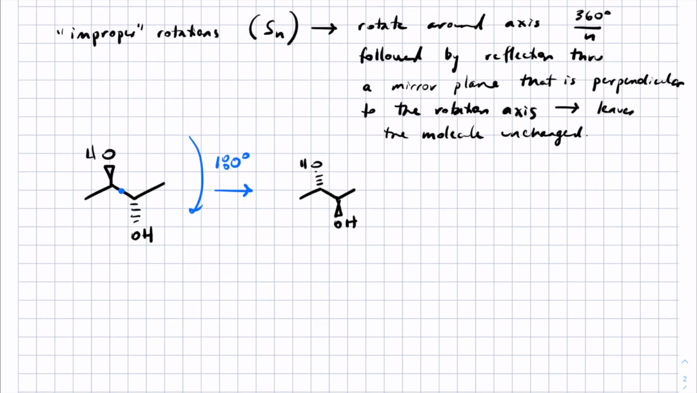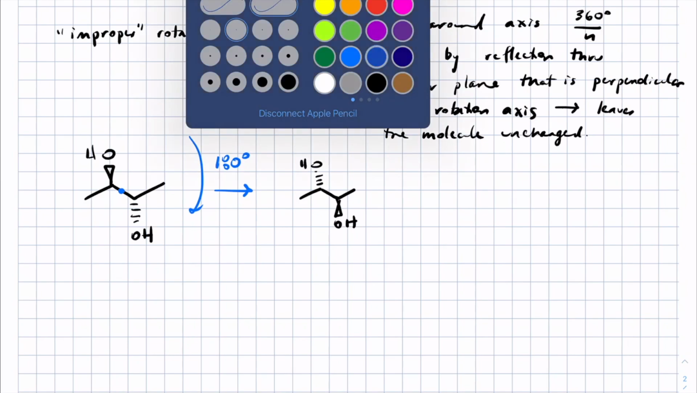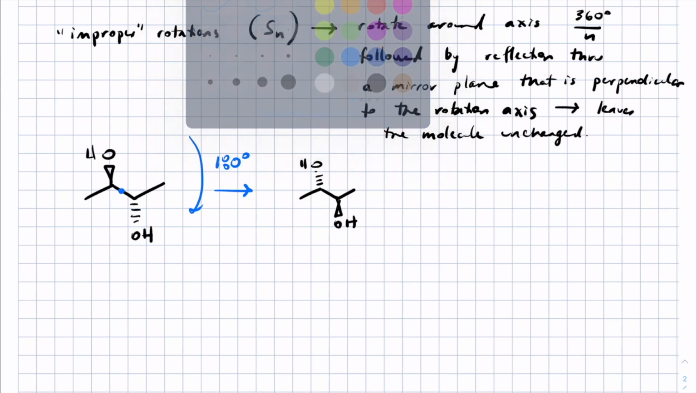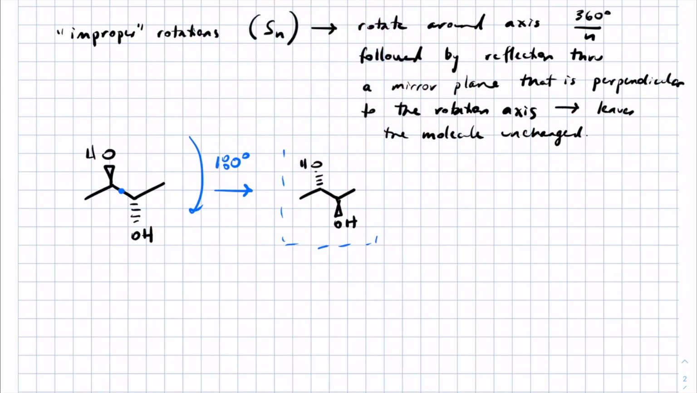So then we have to take a mirror plane, except it's not just any mirror plane. It has to be a mirror plane that is perpendicular to the axis. So the plane that is perpendicular to our axis of rotation is the plane of the page. So now we have to reflect back into the page. So this is where you're going to have to stretch your brain. It took me a minute.